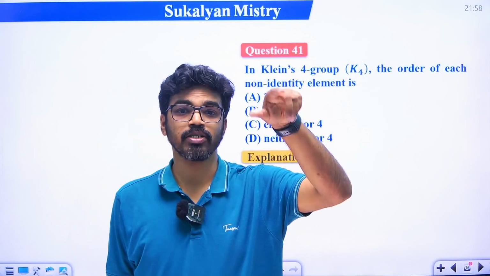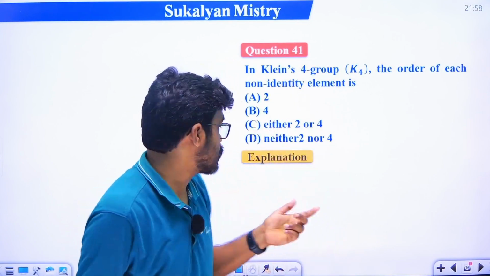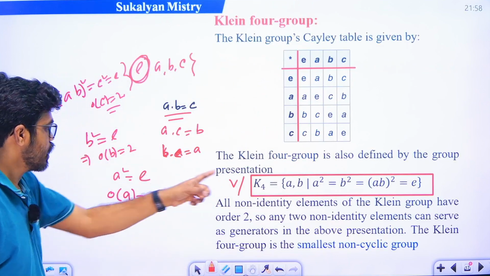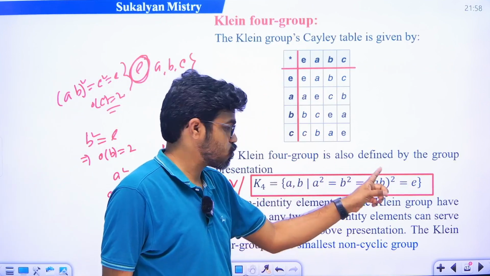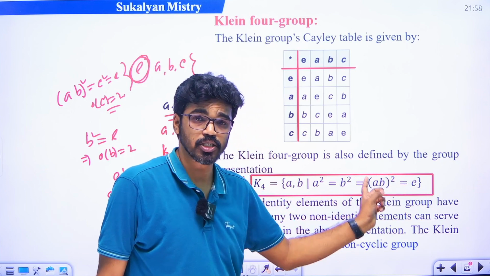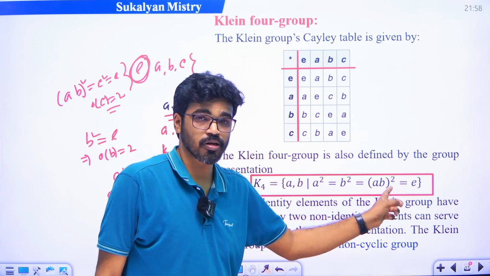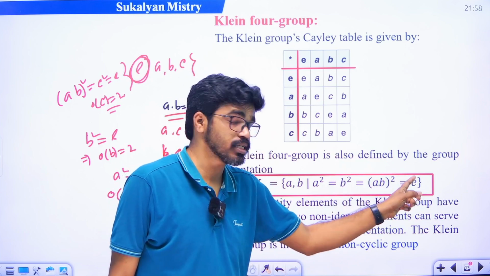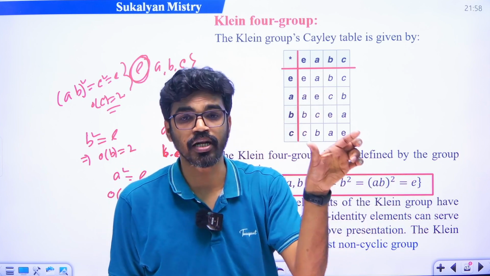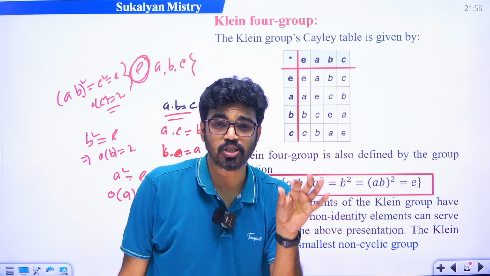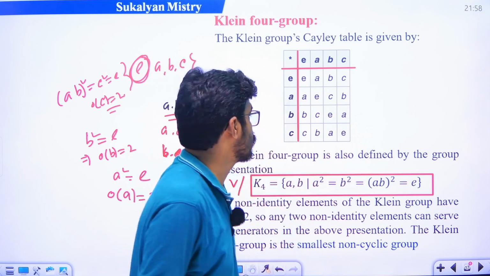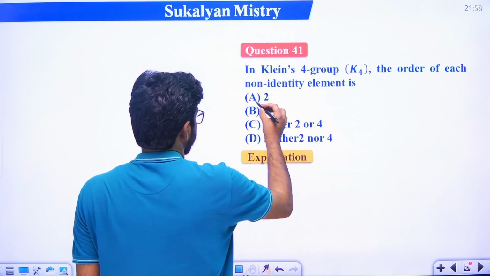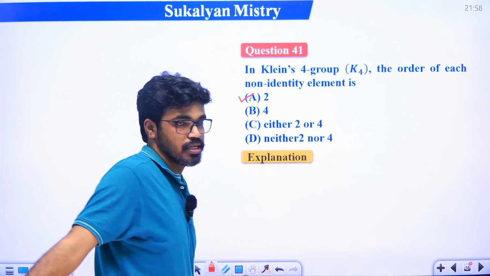The non-identity elements are A, B, C, so what orders do we get? We get 2, right? A square is equal to E, that means order of A is 2. B square is equal to E, that means order of B is 2. AB square is E, that means order of AB is 2. AB means C, so C square is E, that means order of C is 2. So the order of each non-identity element is 2.